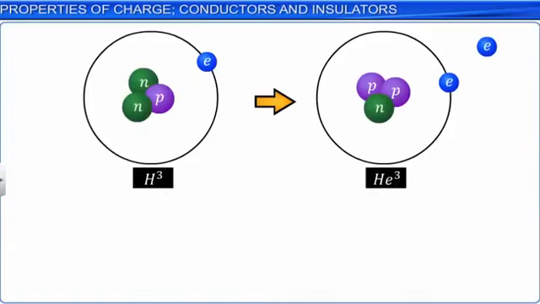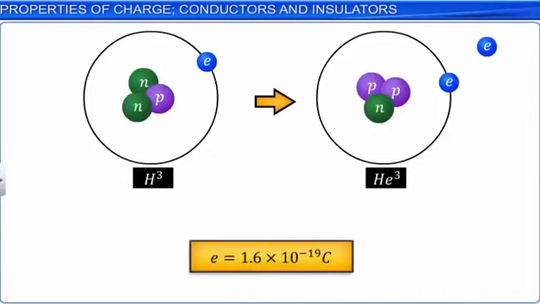The charge on an object is measured as an integral multiple of the basic unit of charge that the proton or electron carries and is denoted by E. This property is called quantization of charge. The magnitude of the basic unit of charge E is approximately equal to 1.6 into 10 raised to power minus 19 coulomb.